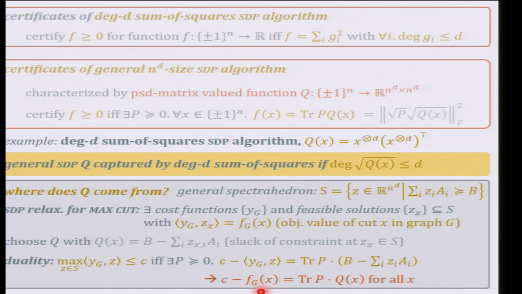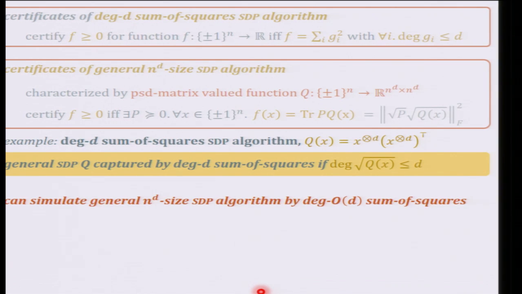So this is why every SDP relaxation for max cut is captured by some function q of x. Now what we want to show is that if you have such an arbitrary function q, you can simulate it with degree d sum of squares.